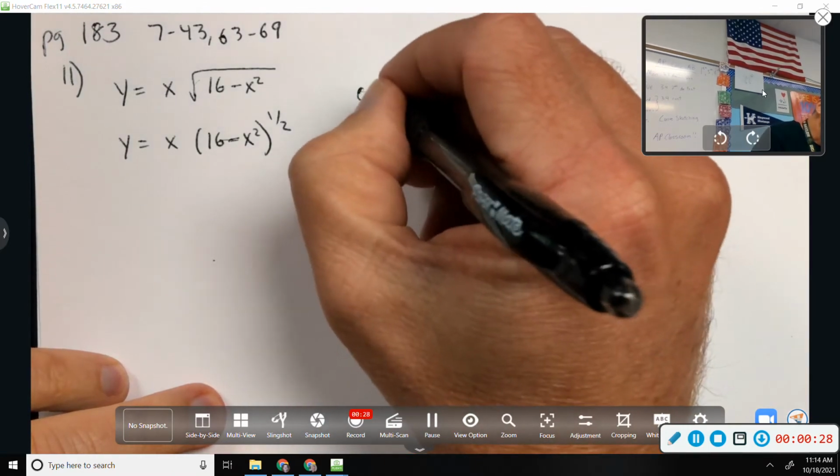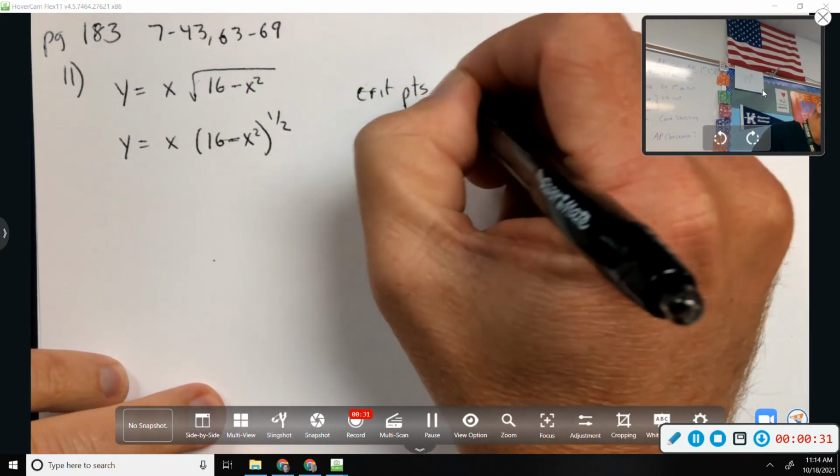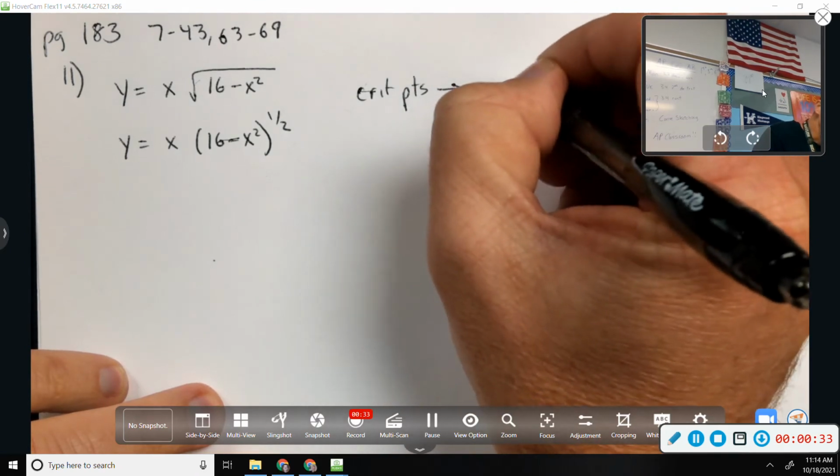You know what? Let's back up all the way. We'll just start from the beginning here. Critical points give us possible extrema.